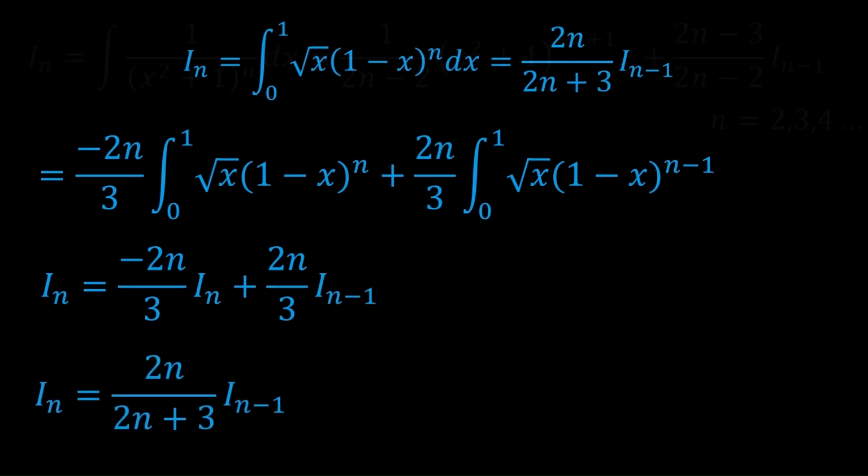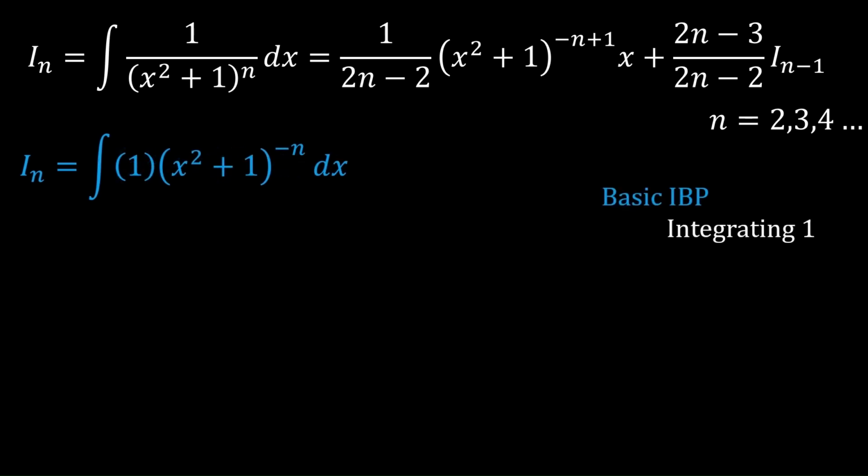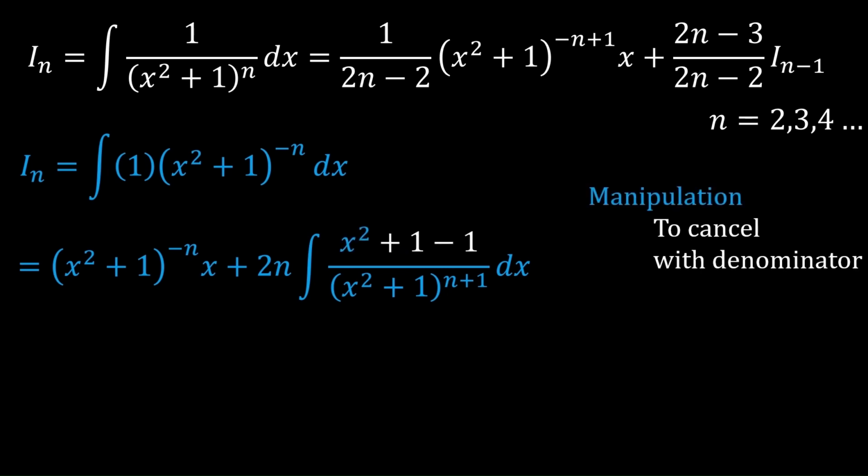Let's look at a harder example. We have this integral formula we're trying to prove for n equals 2, 3, 4, 5, etc. Let's write the integrand with a negative exponent, and then notice this is just 1 times the same function. So it's actually good for integration by parts, where we integrate the 1 and differentiate the function. This is what you end up with. And now when you see the x squared on the numerator and the x squared plus 1 in the denominator, you should think about doing a plus 1 minus 1.